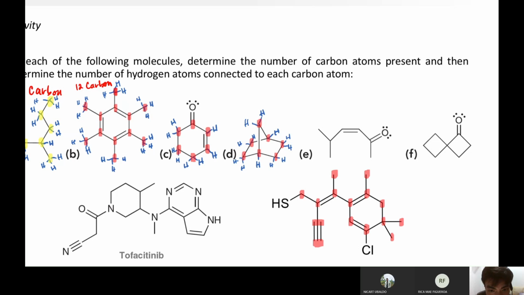May double bond dito, Rika. Dito, ayan, dito. Yung ring dito sa baba. Add mo na lang yung double bond. Itong double bond, ayan. Itong hina-highlight ko.